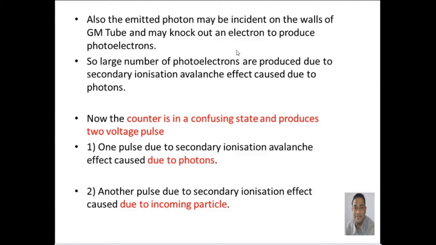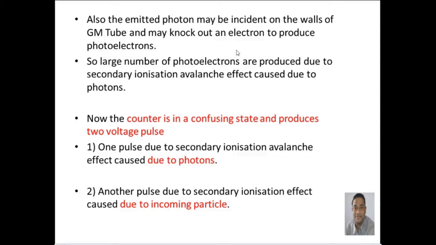Also, the emitted photon may be incident on the walls of the GM tube and it may knock out an electron from the metallic walls of the GM tube to produce a photoelectron. Remember what is the photoelectric effect? That is the emission of electrons from the surface of a metal when light energy is incident on it. So in this particular case, the photons are incident on the metallic wall surface and knock out electrons. So these electrons are nothing but the photoelectrons.